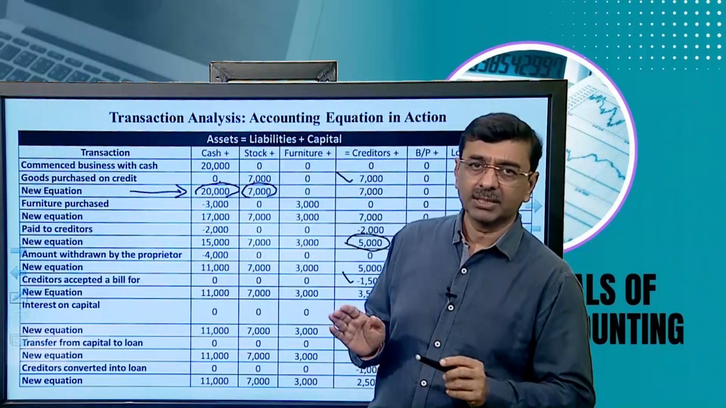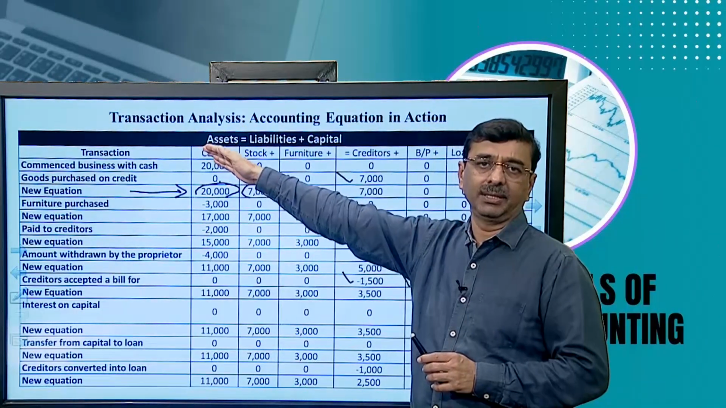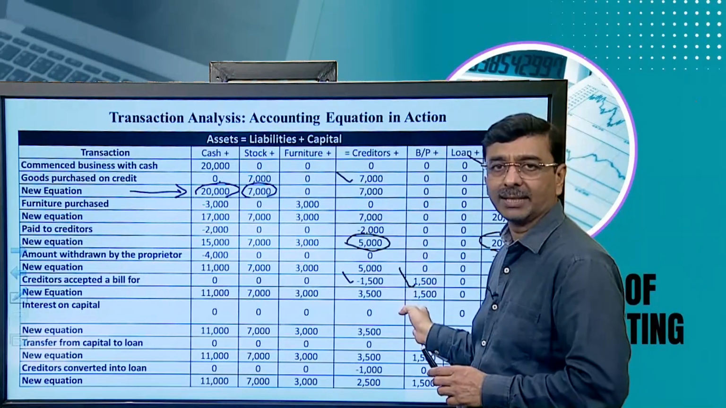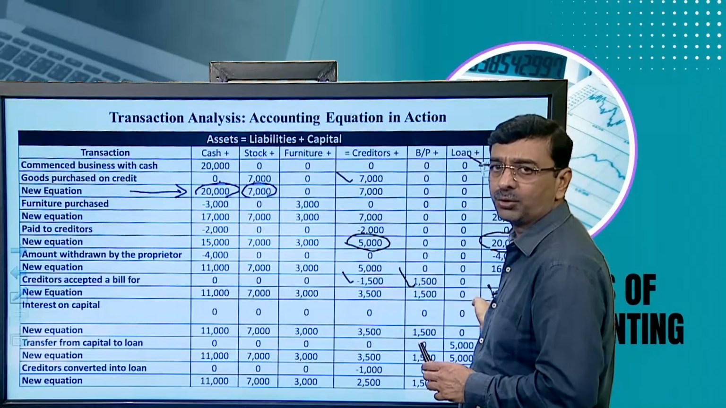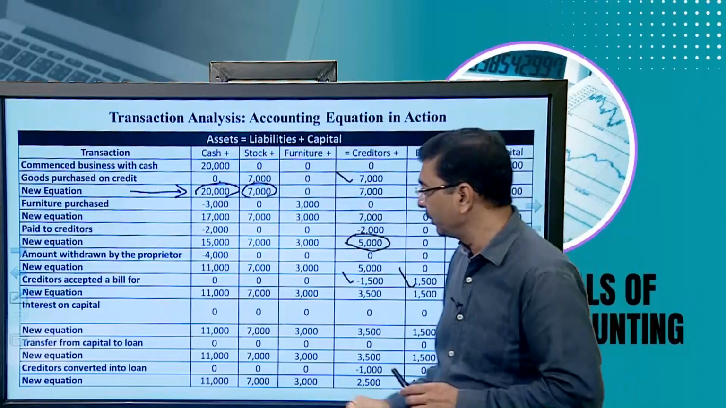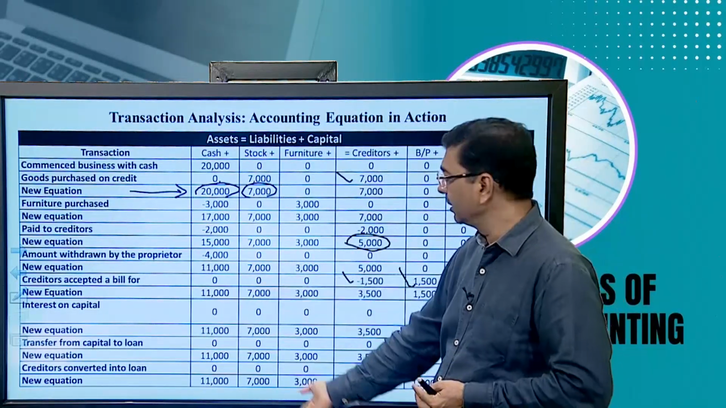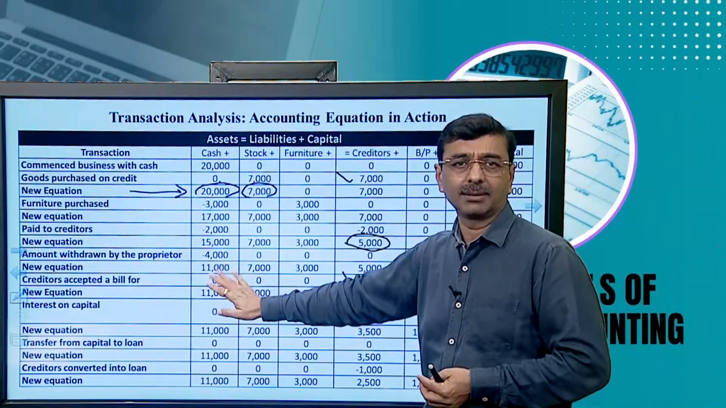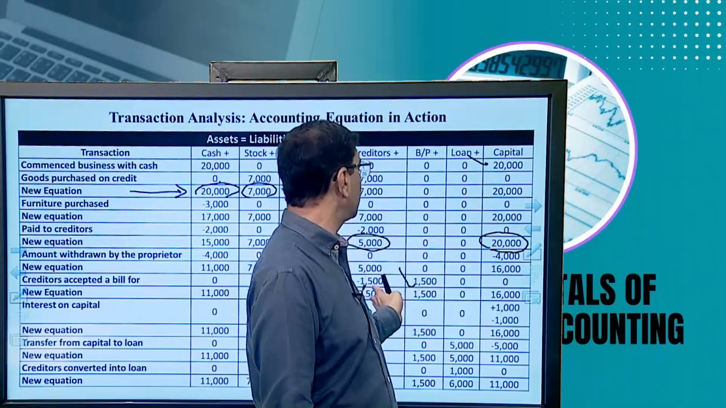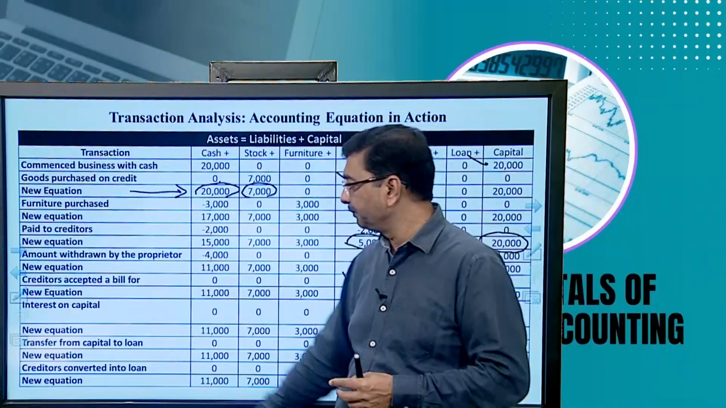Ultimately, this transaction affects only the liability side. There will be no change on the asset side. So 1,500 rupees minus from the creditors and 1,500 rupees will show as bills payable. There is no change in the capital, only the change in liability. After this transaction, the new equation will have no change in assets, no change in capital, only creditors will be deducted by 1,500 and the new item added, 1,500 as bills payable.